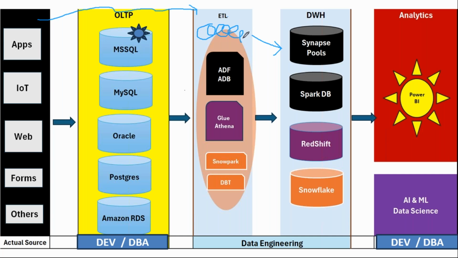This ETL, in olden days, we used to have non-cloud tools like MSBI, Cognos BI, SAP BW, Oracle BI, OBI, etc. BI, business intelligence. Now in cloud, we have Azure Data Factory, Azure Databricks, Amazon Glue, Amazon Athena, Snowpark, Data Build Tool. These are all the ETL cloud technologies for various companies. The black box is from Microsoft. The godown, the warehouse: Synapse, Spark, Amazon Redshift, Snowflake, these are all the godowns. So showroom, OLTP; godown, warehouse. The transit in between, ETL.